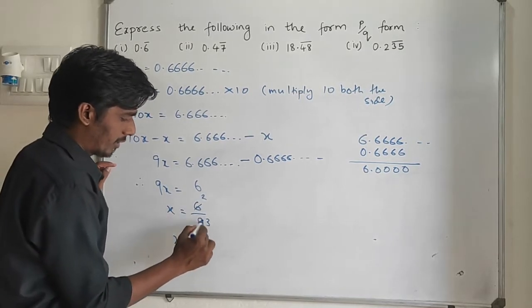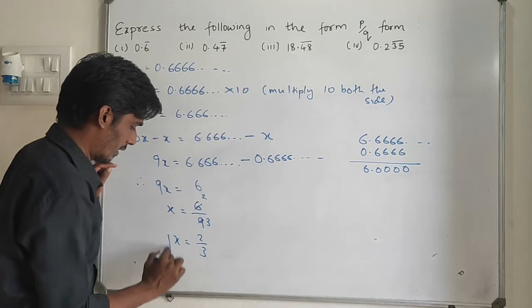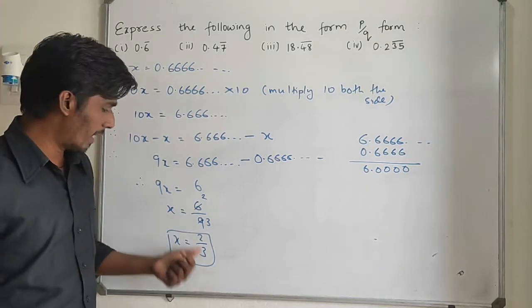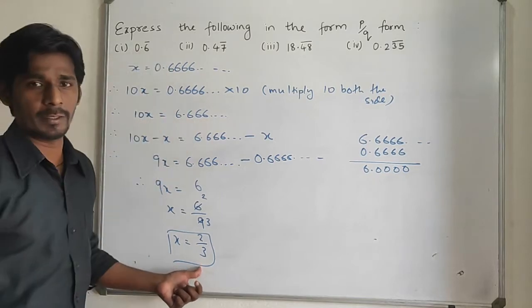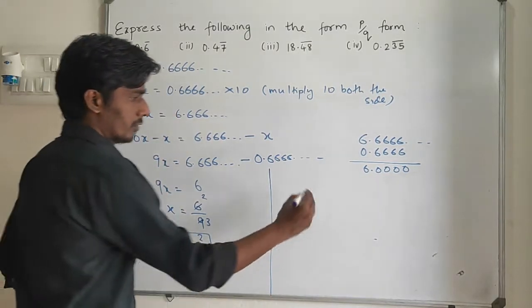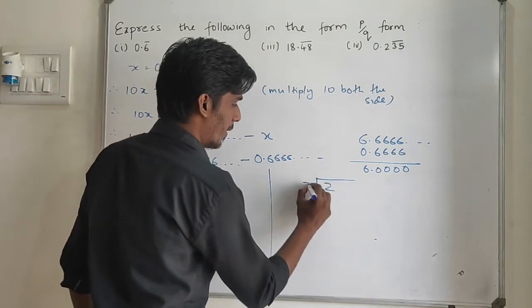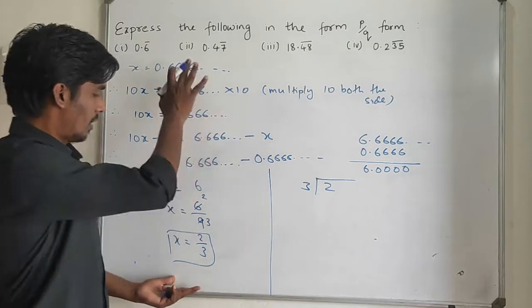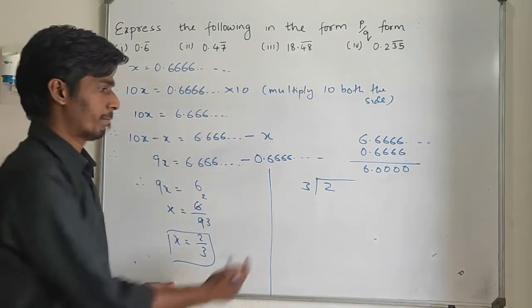3 twos are 6, 3 threes are 9, so 2 by 3 is the fraction. What does it mean? If I divide 2 by 3, I will get this same decimal. Let's verify this. 2 divided by 3. You have to calculate only up to this point. This is only the verification part.